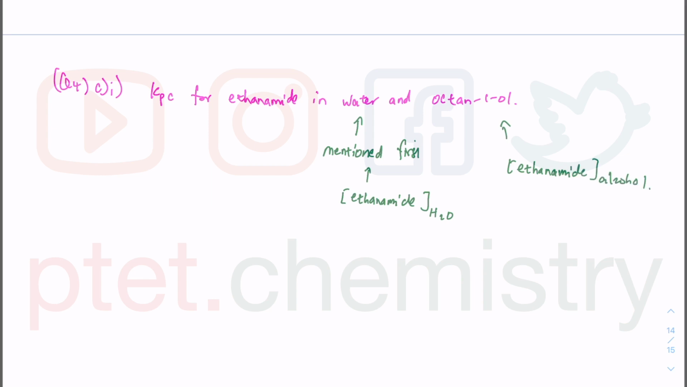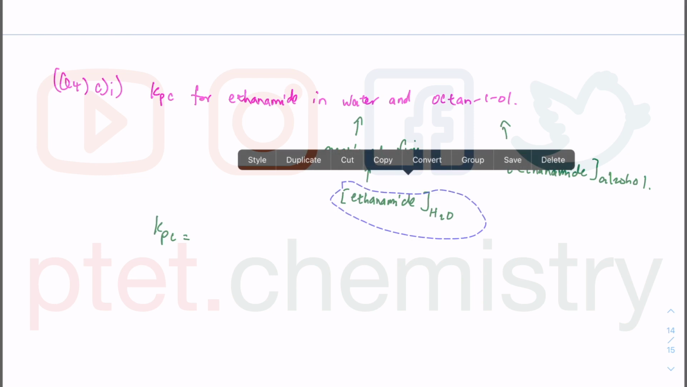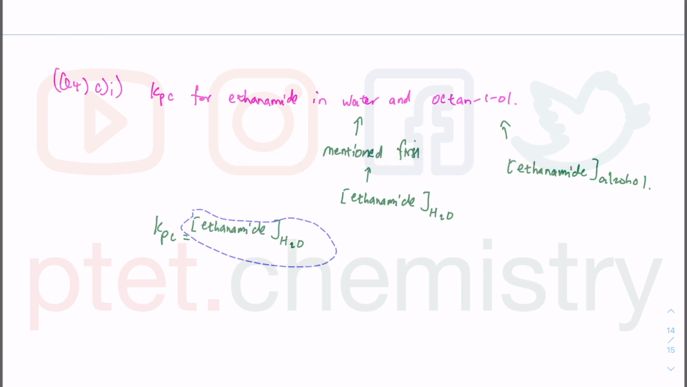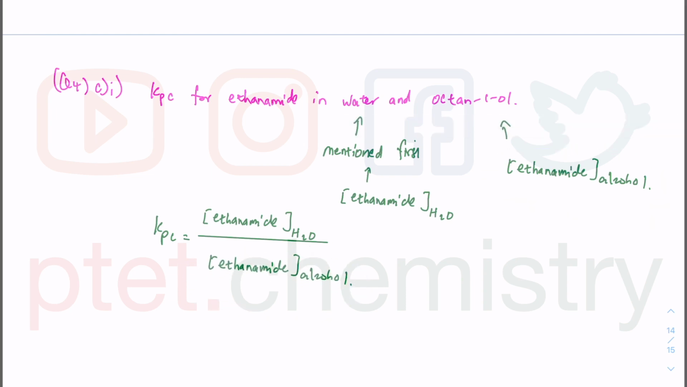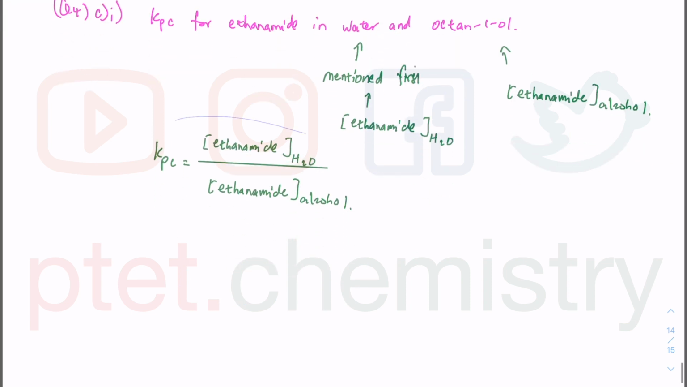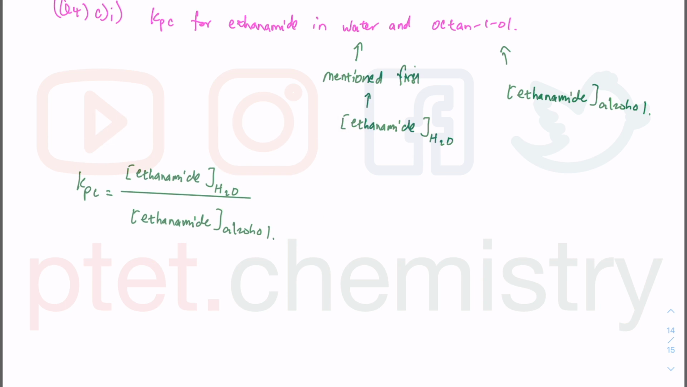So essentially what I'm saying is your KPC expression is going to be the concentration of the ethanamide in water, divided by the concentration of the ethanamide in alcohol, just like that. All right, so we have our expression, but we really must be thinking about what is actually happening in our equilibrium.